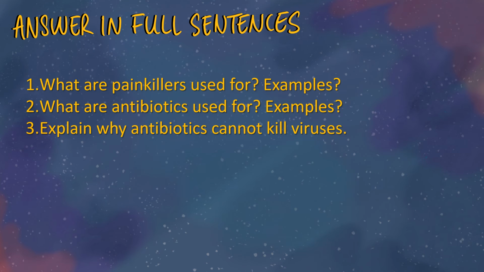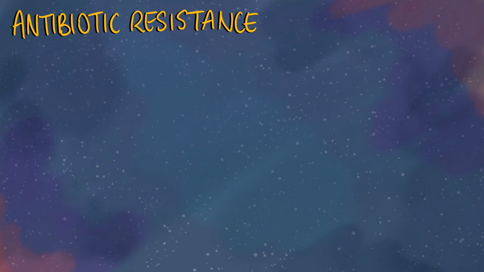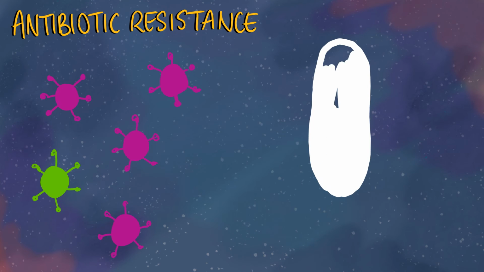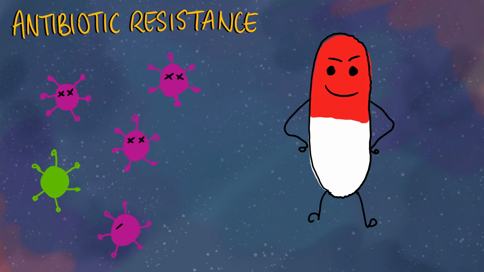So give yourself a mark out of 3, please. Okay, so antibiotic resistance. So here we have our bacteria. So these are all bacteria for the same disease. Okay, there is a reason one is green, but I will go through that reason in a minute. Okay, and here we have our antibiotic. So our antibiotic kills all of the bacteria apart from this green one.